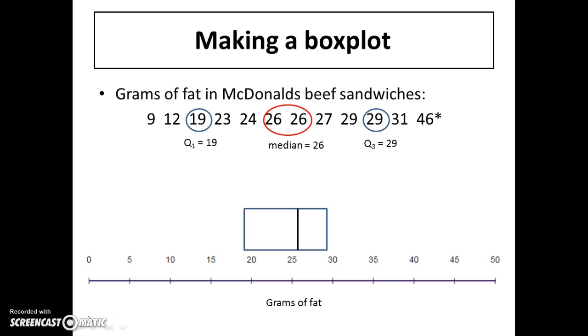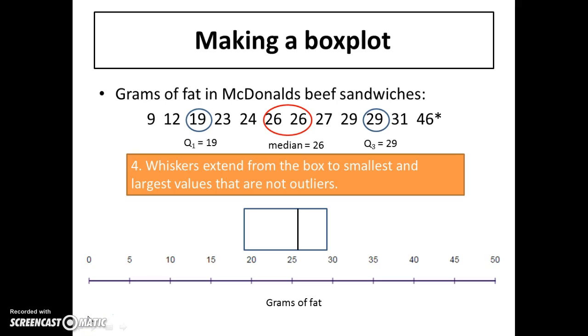After this, I need to draw in my whiskers, or my lines from the end of the box, out to my minimum and maximum values that are not outliers. You'll notice that I marked this 46 with an asterisk here because we calculated in the last video that this was going to be an outlier. Recall that we got that by doing 1.5 times the IQR, right? And we calculated that any numbers that were greater than 44 were going to be outliers. So in this case, 46 is an outlier.